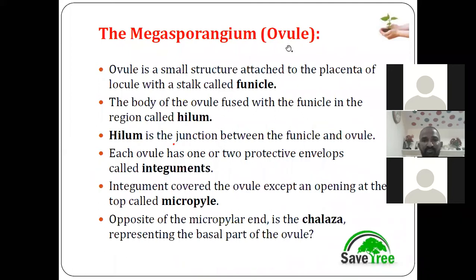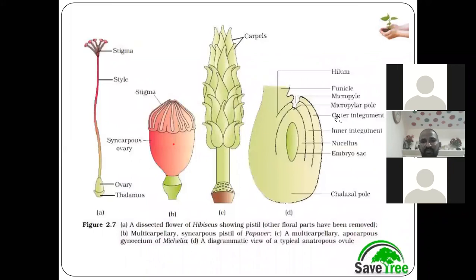Coming to the structure of the megasporangium or ovule. As I already told you, the ovule is a small structure attached to the placenta of the locule by a stalk, which is called the funiculus. For example, just see the picture here. This is an ovule, and this ovule has a stalk. This stalk is attached to the ovary wall or locule wall, and it is called the funiculus.